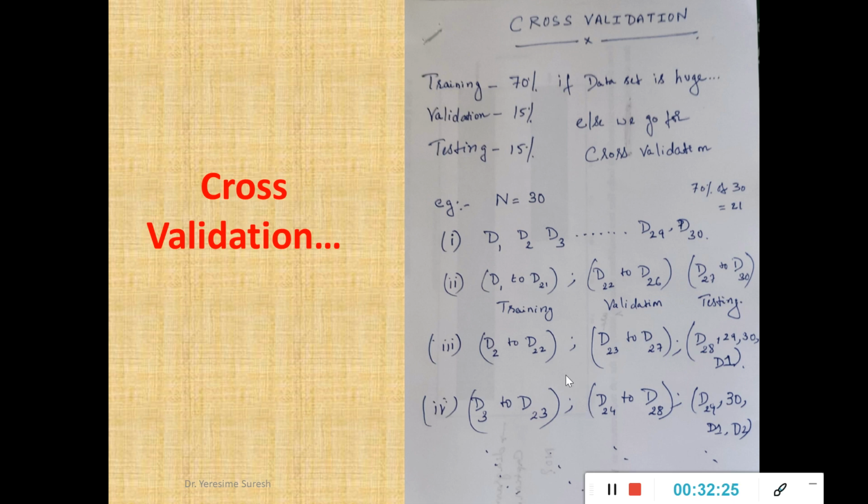So please remember, if the data set size is greater than 30, then it is not an issue. If it is less than or equal to 30, I go for cross validation. And how exactly does cross validation work? Say for example, this data set has to be split into 70, 15 and 15. If I do it, what will happen? 70% of 30 instances is 21. That means 21 records I will use for training, 5 records for validation (4.5 I am considering as 5), and 4 records for testing. Totally it constitutes 30 instances.